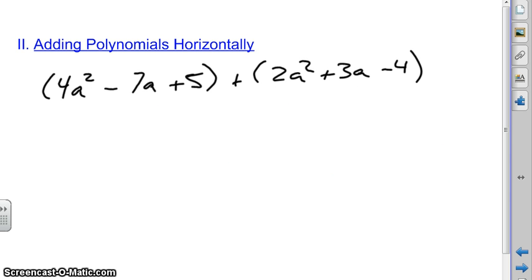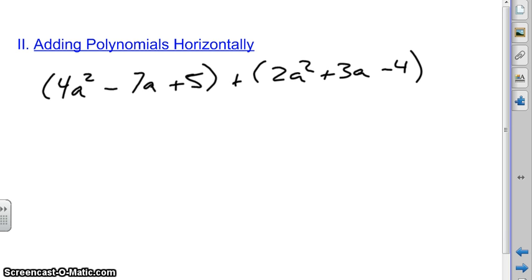Okay, we're going to try it horizontally then. And when you are given expressions written horizontally already, then you probably will love this method because you don't have to rewrite anything. You leave the terms where they are. But you do have to do a little bit of accounting. You want to make sure every term has been included in your simplified expression, right?